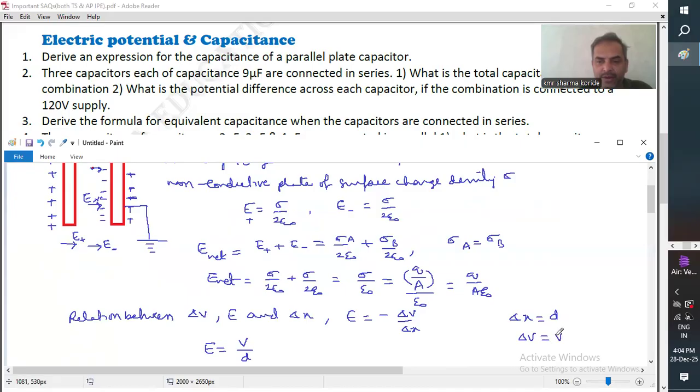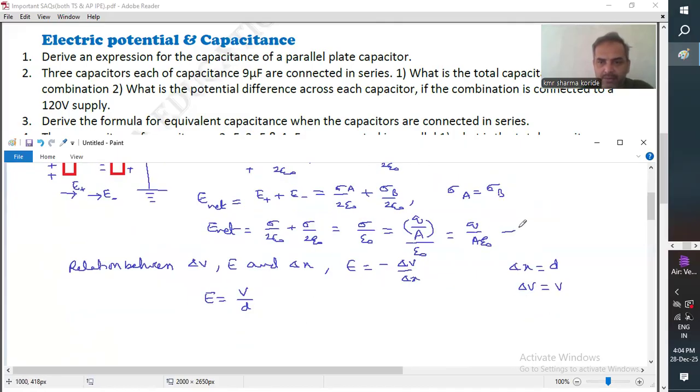Delta V, you don't take it directly, you treat it as potential difference only. Call this equation 1, call this equation 2. Comparing these two, you'll get V by D, potential difference by gap between the plates, is equal to Q by A epsilon naught, so V equals QD by A epsilon naught.